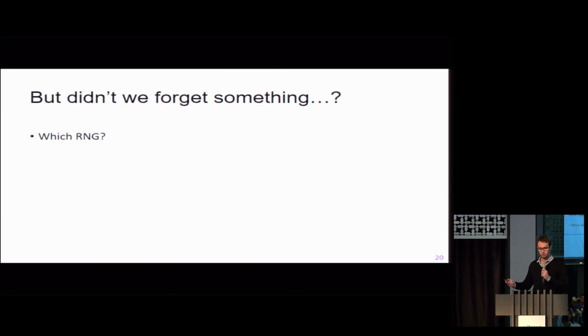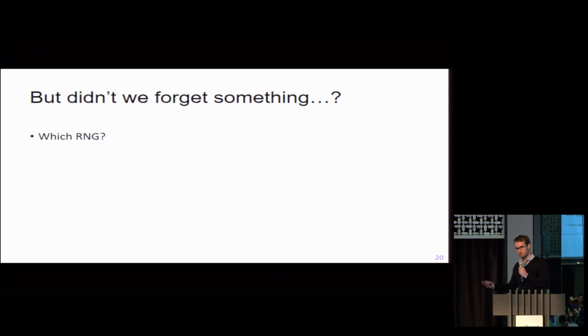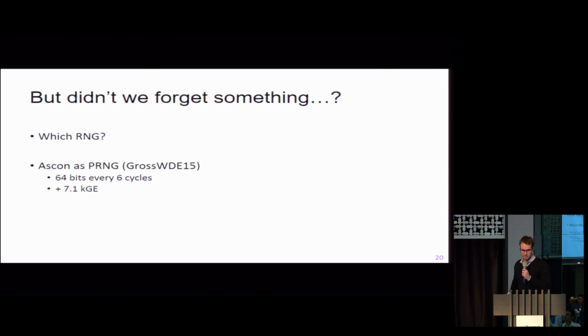But didn't we forget something? In all the numbers I presented before, these never really reflected the amount of randomness we use or the effort that we have in producing it. Actually giving these numbers is a bit difficult, because it's based on so many assumptions on how you produce this randomness. Nevertheless, I will give an example, and I think the general message should stay the same.